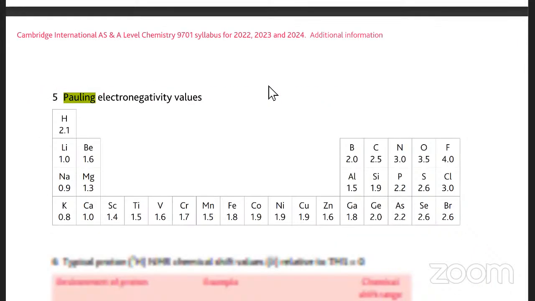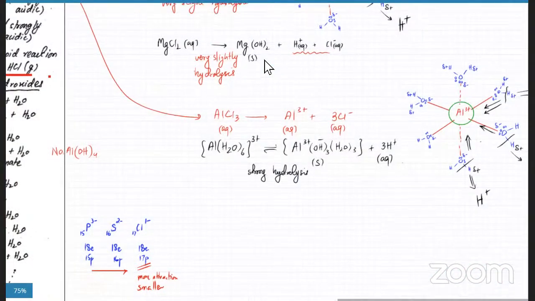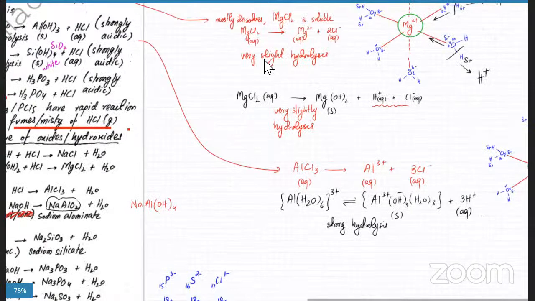Greater than 1.7. So you've got aluminium, which is 1.5, and you've got Cl. So the difference in electronegativity is 1.5. If it's less than 1.7, that's going to be covalent. And because there is hydrolysis happening, covalent molecules undergo hydrolysis with water. The ones that are more ionic, make sure you remember this as well, they don't react with water.